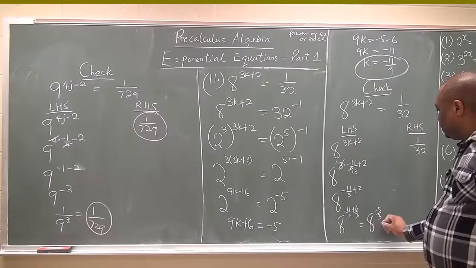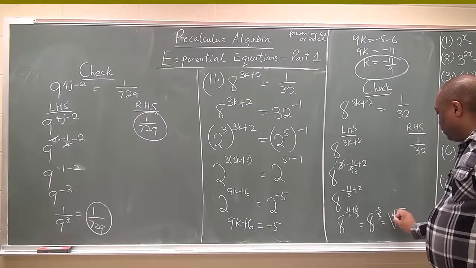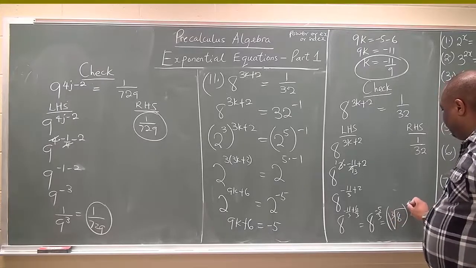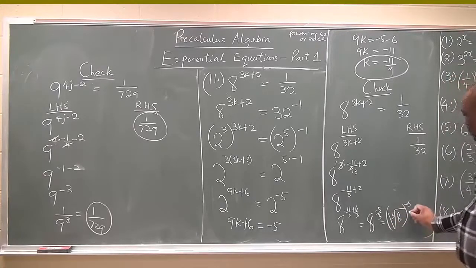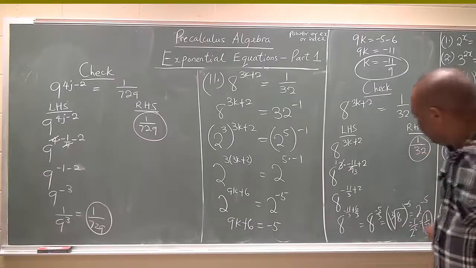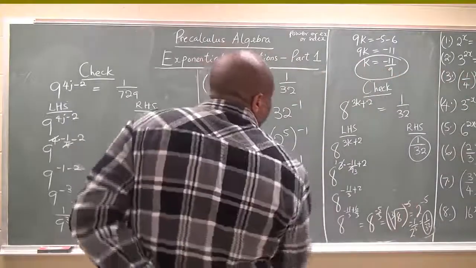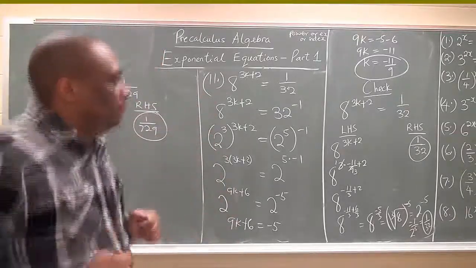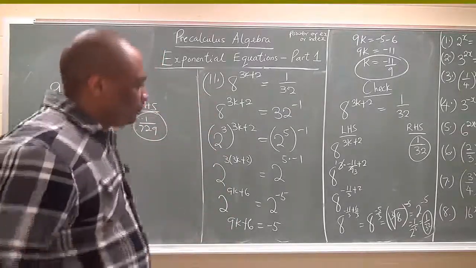Right? Which is what? Cube root of 8, all exponent negative 5, which is what? Cube root of 8 is what? 2 exponent negative 5, which is 1 over 2 exponent 5, which is 1 over 32. 1 over 32 on your left, 1 over 32 on your right. You can do some jumping.